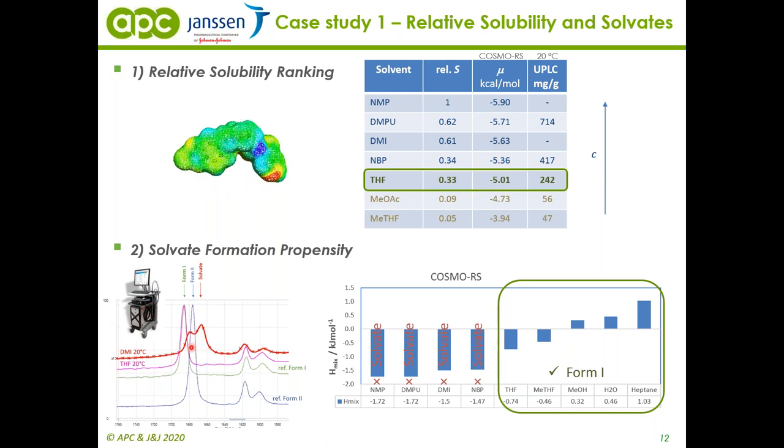Usually for a solvate there is a shift, which we can also see here. In this case, there was also a doublet forming, but just by looking at the Raman, we didn't have form one or form two. We had a new form, which just by looking at DSC, we confirmed is a solvate. So having all of this data together, we went for the only option, which is THF, because it has a high solubility and it was giving the right form.